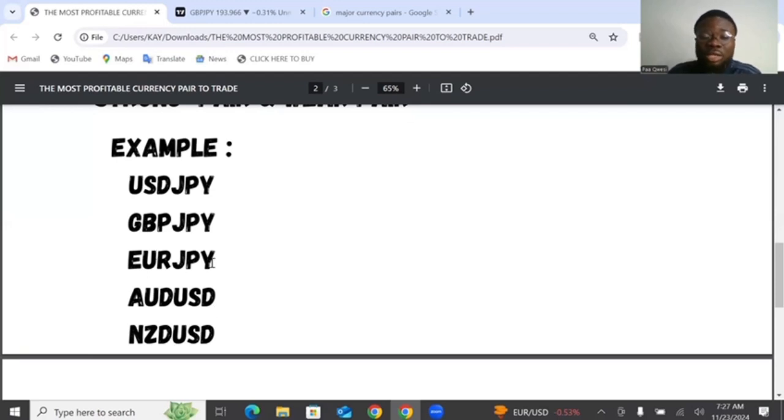AUD USD, you can be trading it during the Asian session because AUD is dominating, the dollar is closed during the Asian session. If you are trading a pair like NZD USD, NZD is dominating during the Asian session, the dollar is closed during the Asian session.